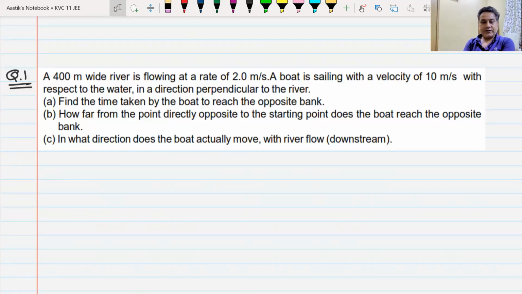A 400-meter wide river is flowing at the rate of 2 meters per second. A boat is sailing with a velocity of 10 meters per second with respect to the river in a direction perpendicular to the river. Find the time taken by the boat to reach the opposite bank. How far from the point directly opposite to the starting point does the boat reach? In what direction does the boat actually move with the river flow? So these are the three questions. I'll give you 2 minutes to solve them on your own. Your time starts now.